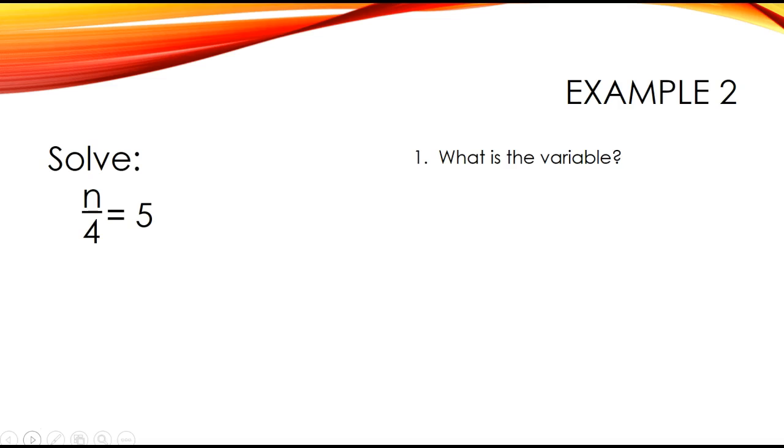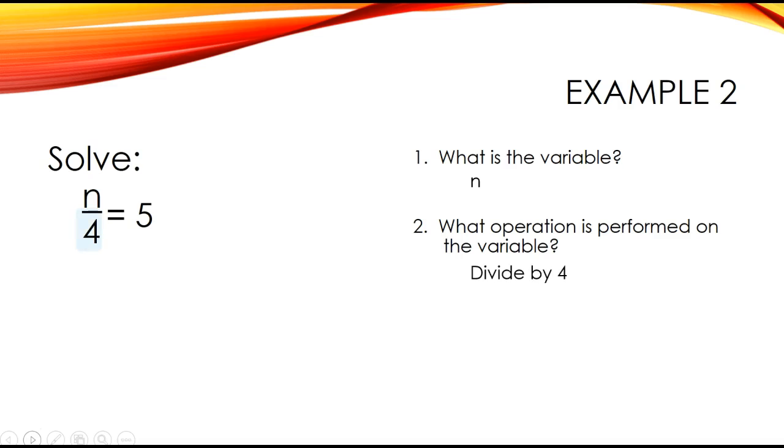What is the variable? The variable is n. What operation is performed on the variable? This can be tricky. When we're looking at a fraction, that is another way of writing division. So the operation that's being performed on n, we're dividing by 4. How do we undo the divide by 4? What is the inverse operation? We're going to multiply by 4.